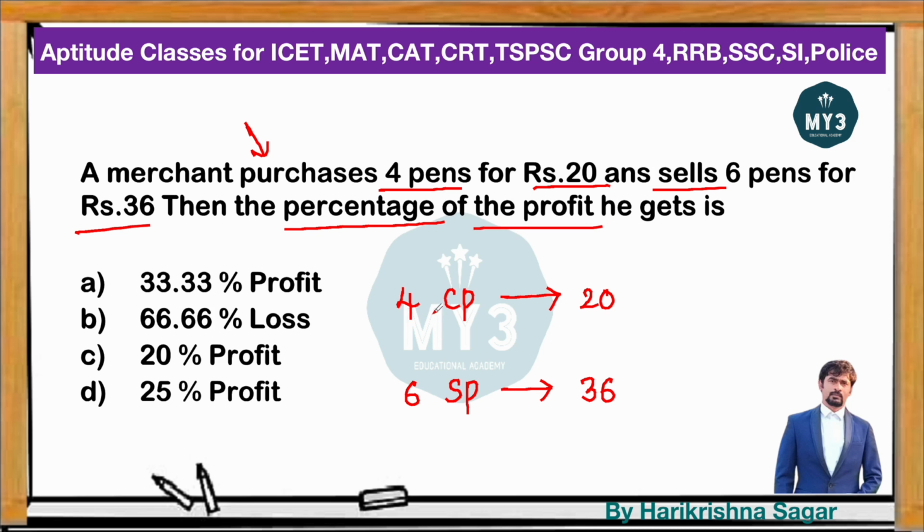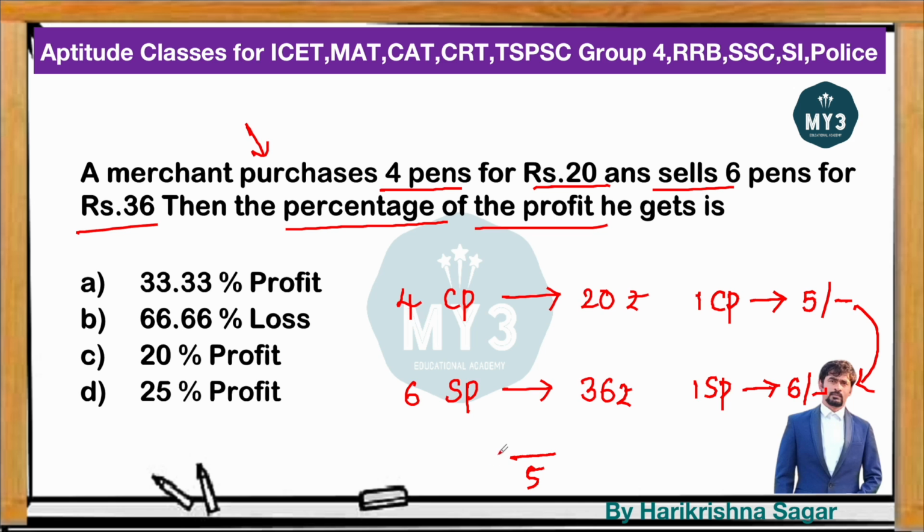So 4 pens cost price is 20 rupees. Using this, we can find out 1 pen cost price. If 4 pens are 20 rupees, 1 pen will be 20 by 4, which is going to be 5 rupees. If 6 pens selling price is 36 rupees, 1 pen selling price will become 36 by 6, which is 6 rupees. 5 rupees is the cost price, 6 rupees is the selling price. 5 becomes 6. On top of 5, there is an increase of 1. 1 by 5 is nothing but 20 percentage. So mark your answer choice as 20 percentage profit. Mark the answer option C. Hope you are able to understand.